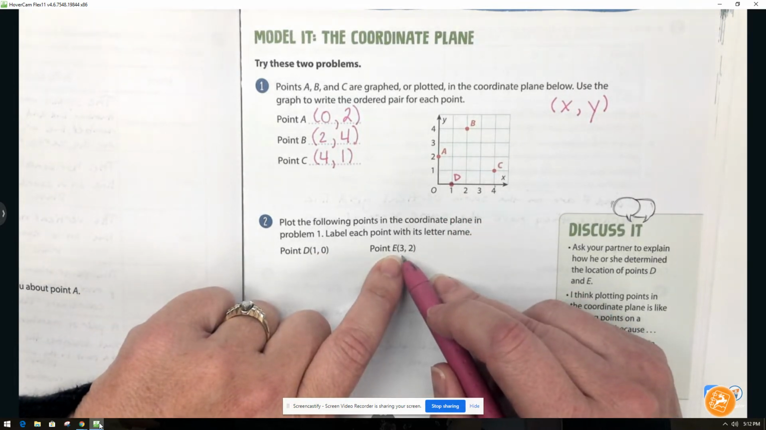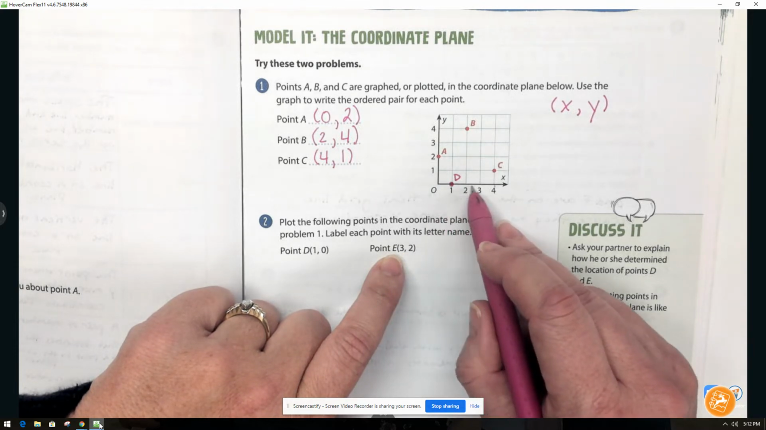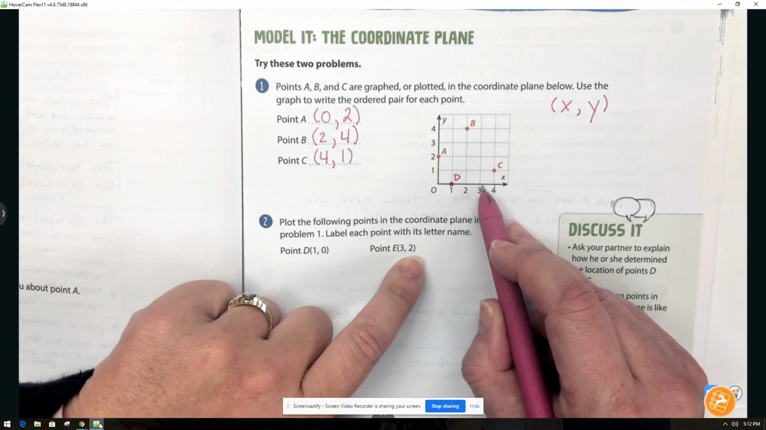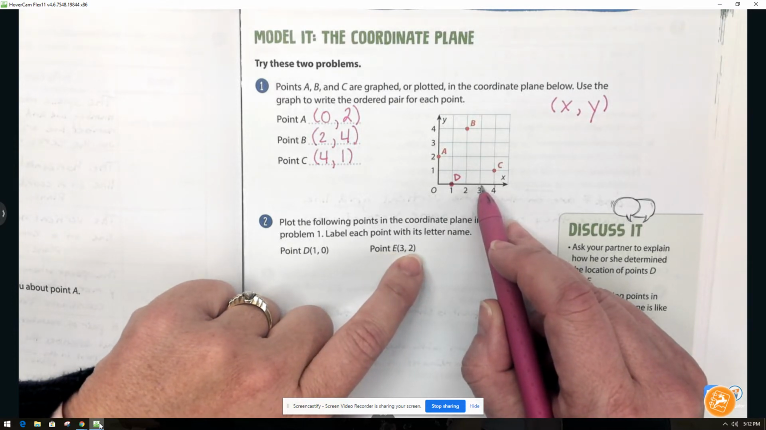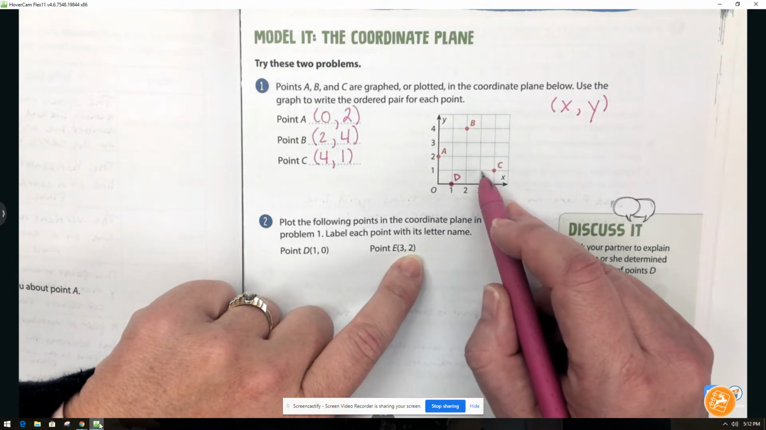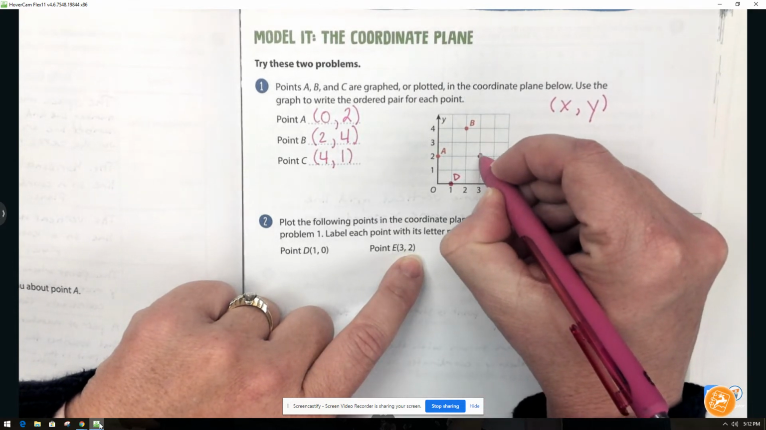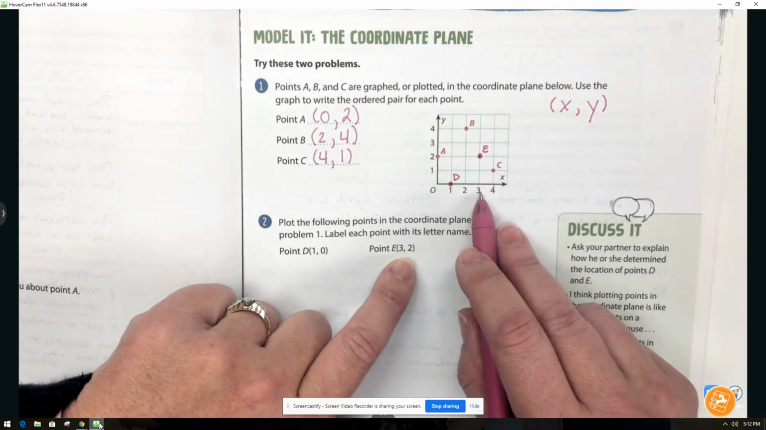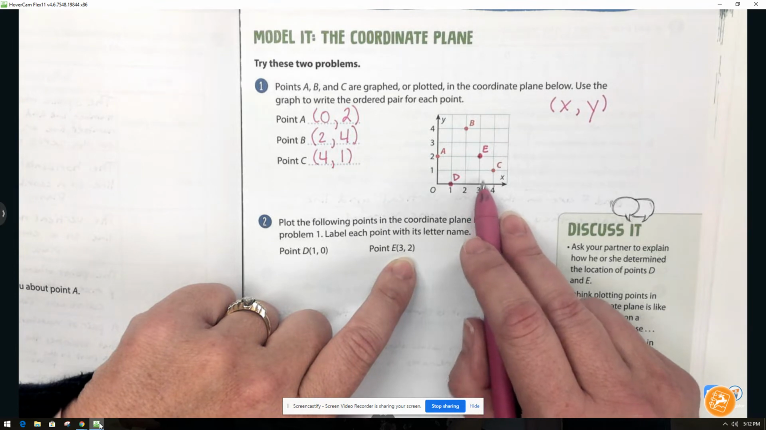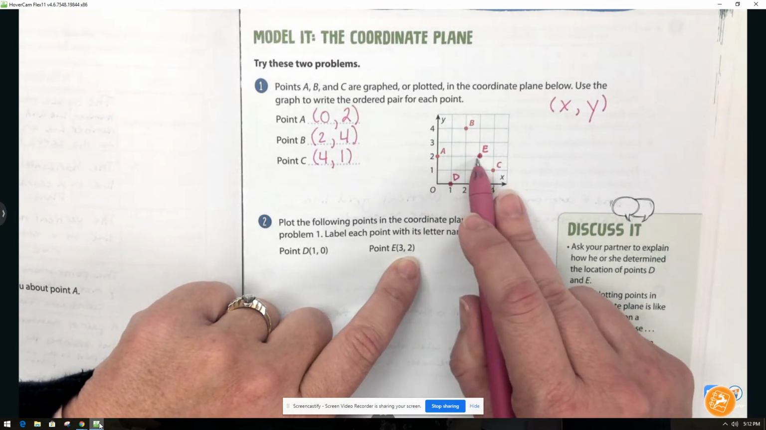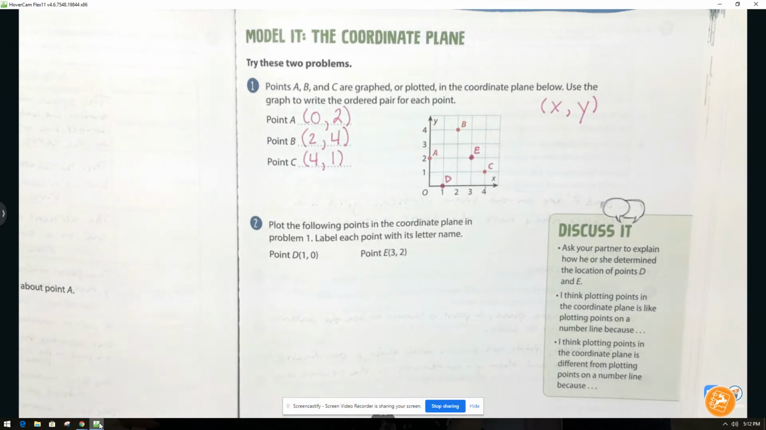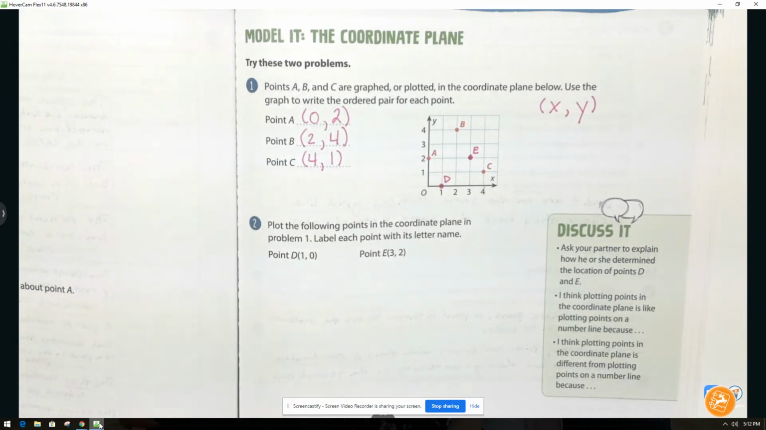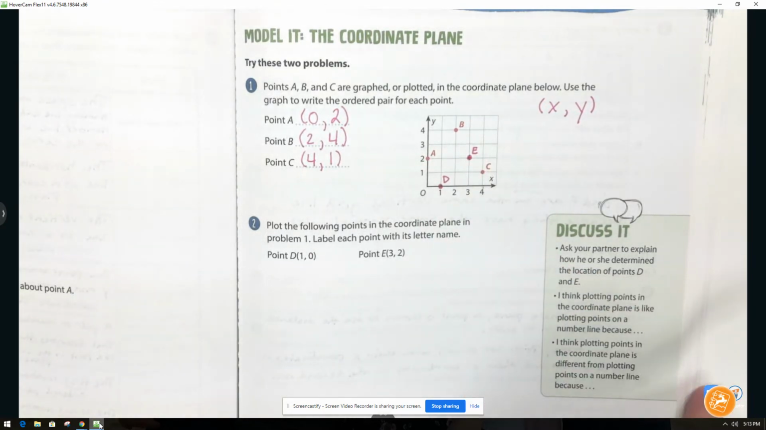Now we're going to do point E. For point E, how many units are we going to count over on the x-axis? That's right, we're going to go over 3 units. And then how many units up are we going to go from that point? We're going to go up 2 units. 1, 2. So point E is located at an x coordinate of 3 and a y coordinate of 2. So hopefully this is starting to make sense to you about how we would locate an ordered pair on a coordinate plane.